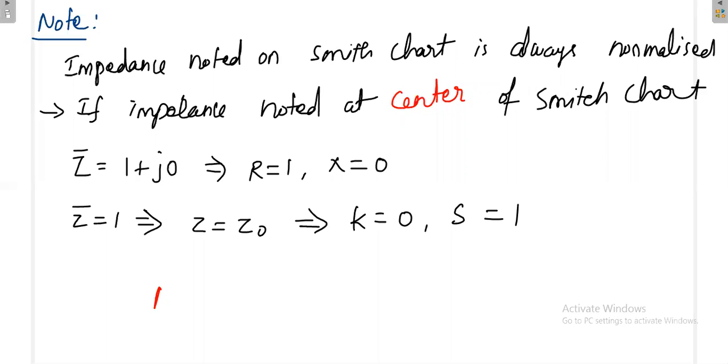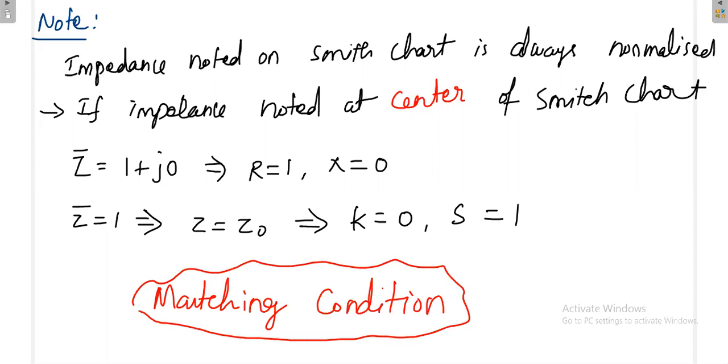You know, when the load impedance ZL is equal to what, sir? The characteristic impedance. That particular condition is called a matching condition. Very important. So that means if you have some impedance and that impedance is at the center point of the Smith chart, then definitely it is matching with the characteristic impedance of the transmission line.